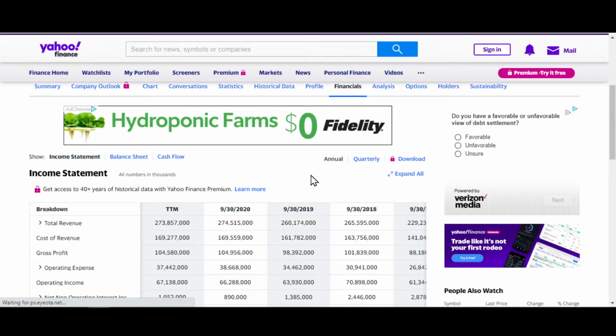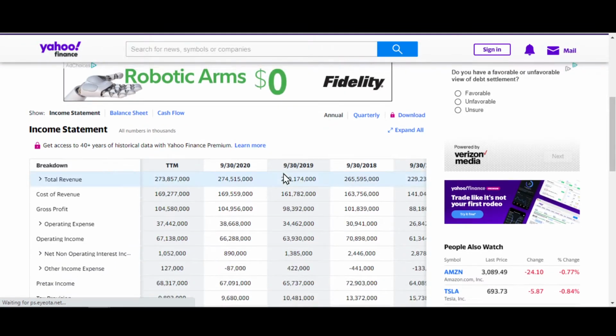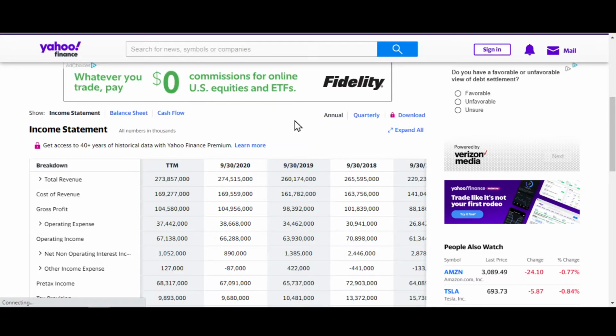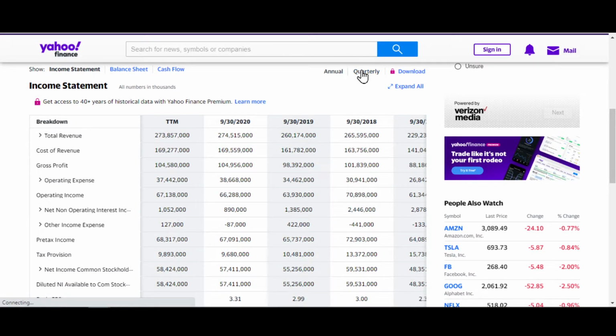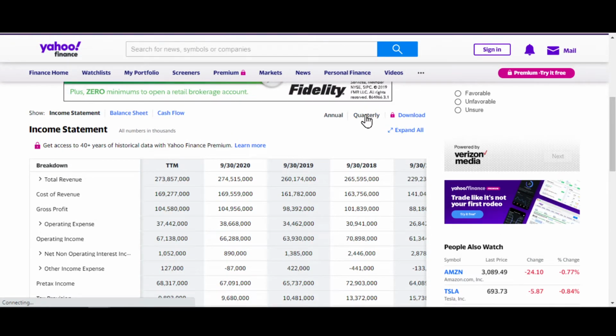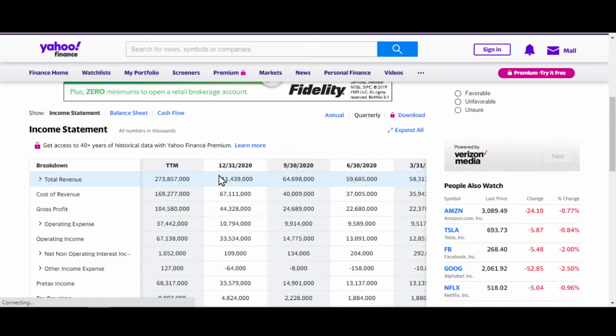What's really cool is they break down this information based on the income statement, the balance sheet, and the cash flow. And I'll show you what you should look for. So first of all, I'm going to immediately come right here and click where it says quarterly, because I want to know quarterly. I think that's the best information that you can go with at this point.